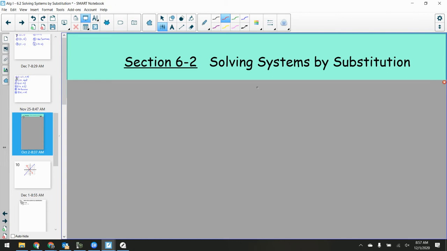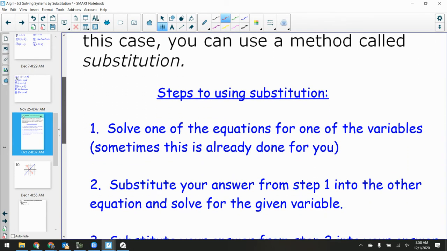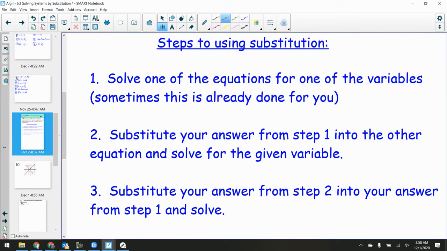One of those methods is called substitution. The other one is called elimination. Section 6.2 is about substitution. Section 6.3 is about elimination. All right, so let's talk about what's called substitution. Again, sometimes it's difficult to identify the exact solution by graphing. In that case, we have to use what's called substitution.